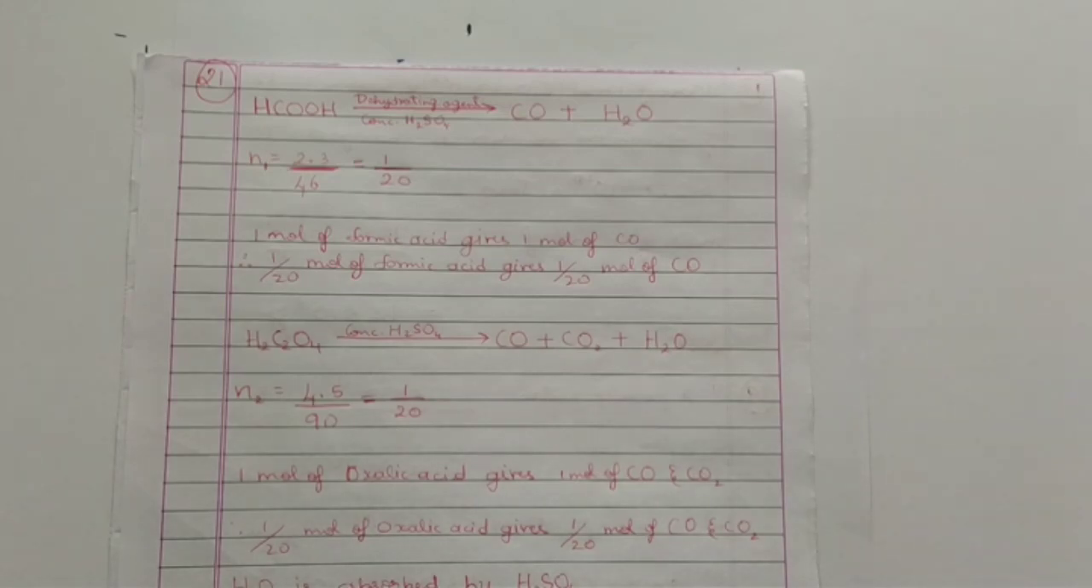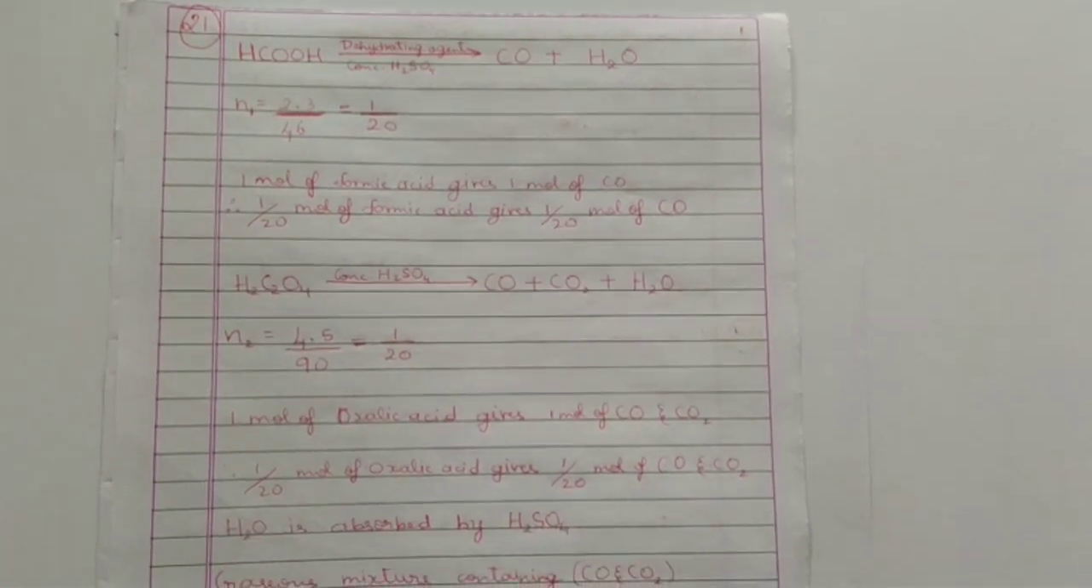Also, n moles is equal to given mass by molar mass. Given mass is 2.3 divided by 46, the molar mass, which gives 1 by 20. 1 mole of formic acid gives 1 mole of CO. Therefore, 1 by 20 mole of formic acid gives 1 by 20 mole of CO, carbon monoxide. And H2C2O4, oxalic acid, is treated with concentrated H2SO4, which gives rise to CO plus CO2 plus H2O.